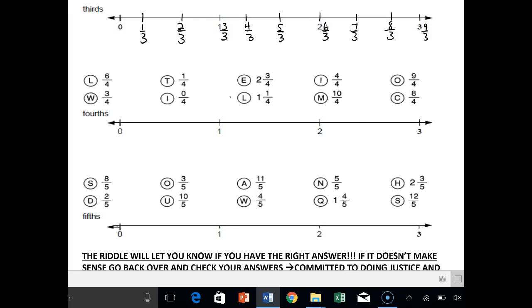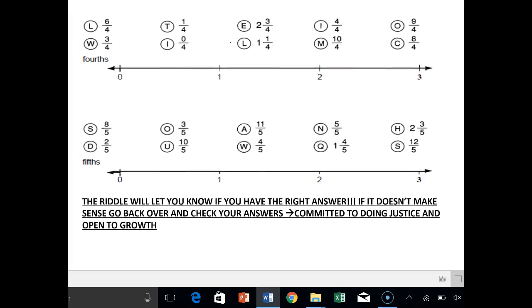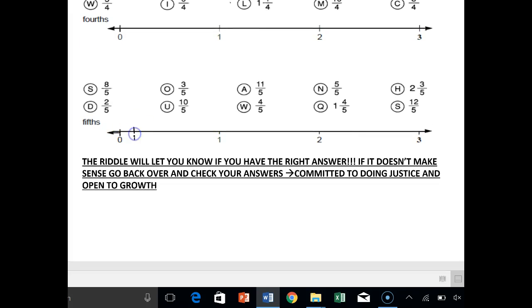You're going to want to do the same thing with the fourths and the fifths, right? And I will do the fifths with you, all right? So 1/5, 2/5, 3/5, 4/5. 1 would be obviously 5/5, 6/5, 7/5, 8/5, 9/5. 2 would be obviously 10/5, 11/5, 12/5, 13/5, 14/5, and 3 would be obviously 15 over 5, right?